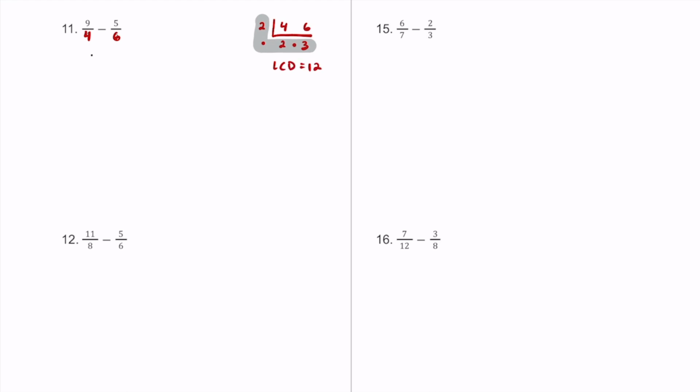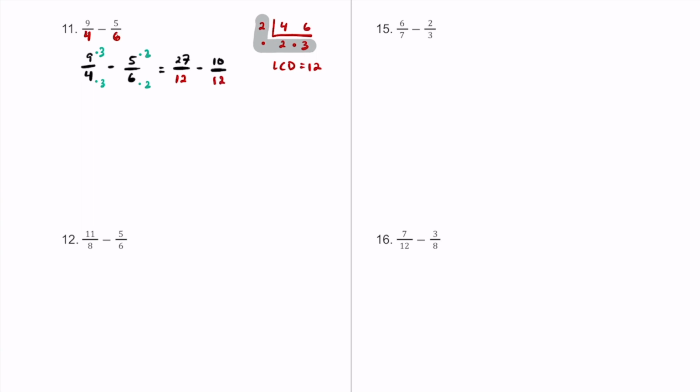All right, so let's rewrite these fractions. We have 9/4 minus 5/6. To get these denominators to be 12, let's do times 3 times 3. Let's do times 2 times 2. 9 times 3 is 27, so we're going to have 27 over 12. And let's subtract here. 5 times 2 is going to be 10 over 12.